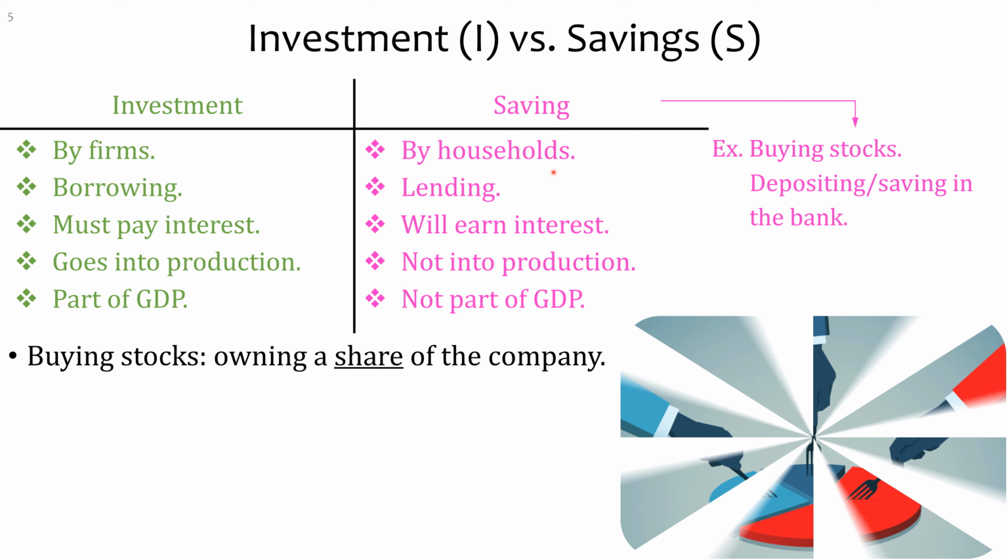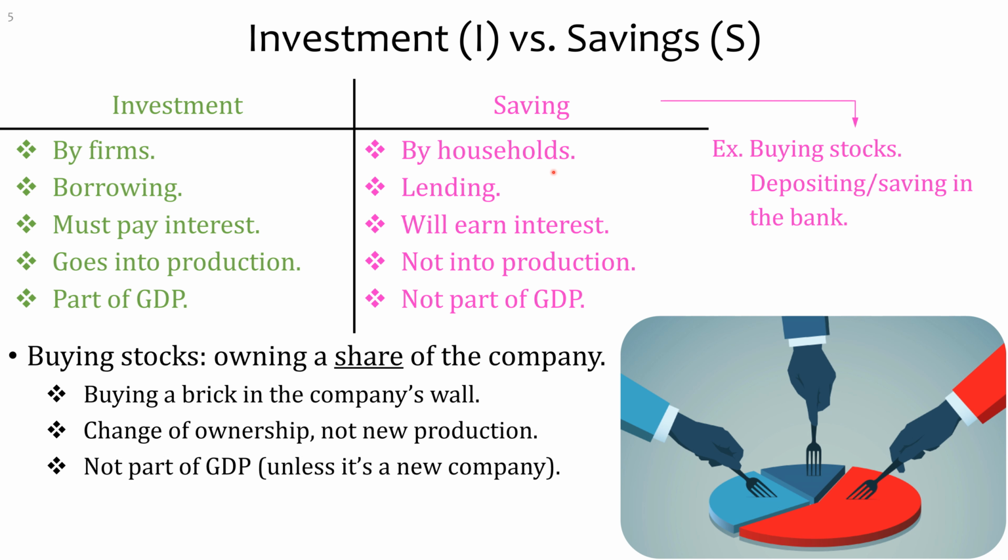Okay. Now, what does it mean when you buy stock? Buying a stock basically means buying a share. It's kind of like buying a brick in the company. Have you heard of shareholder? That's what it means. All right. So it is a form of ownership. It's a transfer of wealth.